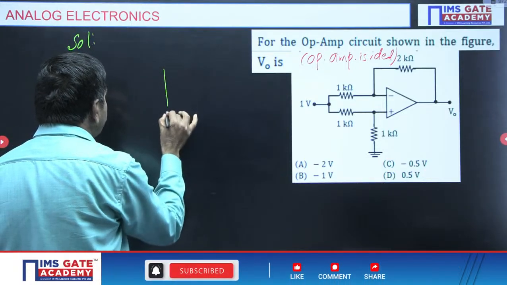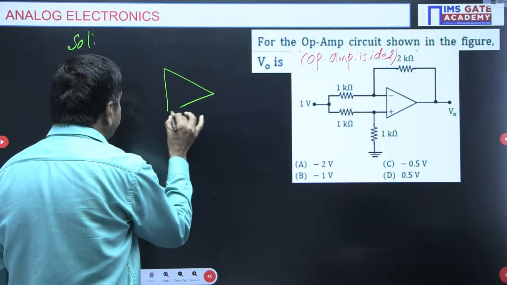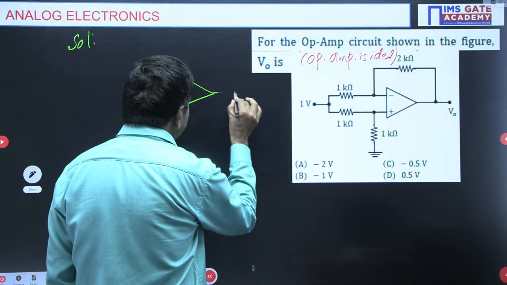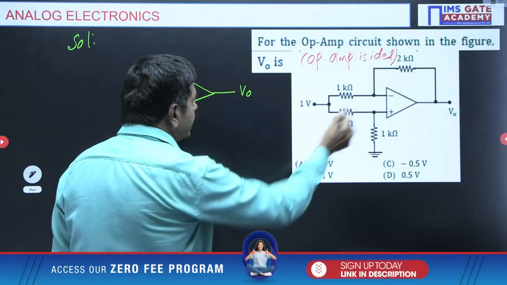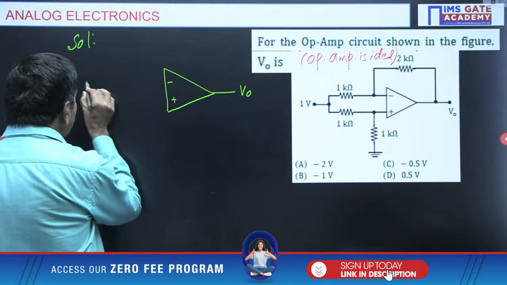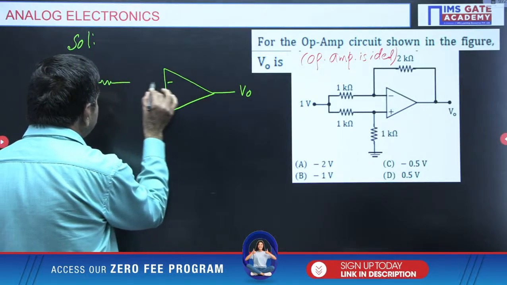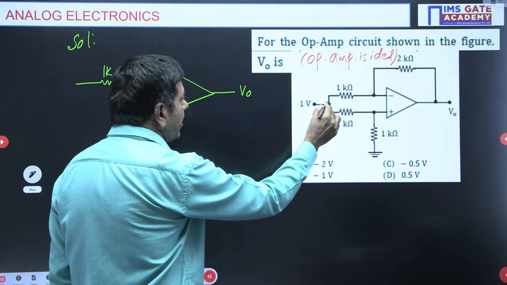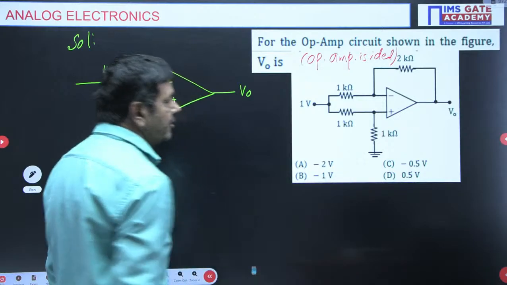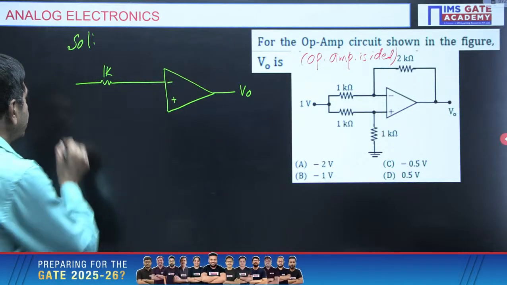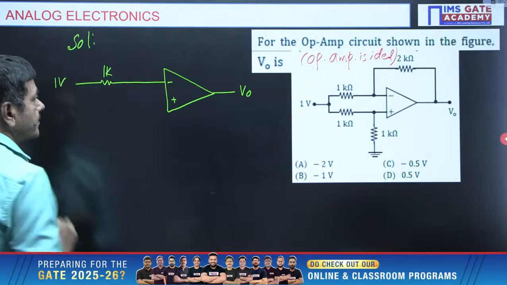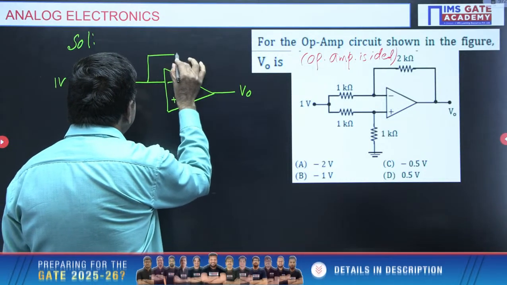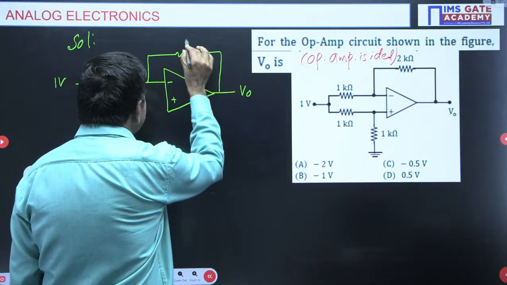There is an op-amp, minus and plus. This is V0. This negative terminal is connected to a 1 kilo ohm resistor, 1K. The supply voltage is common for this 1K and this 1K. For both sides it is common. I can put this as 1 volt. I will separate this. Here it is connected with a 2 kilo ohm resistor. This is the 2K resistor given.